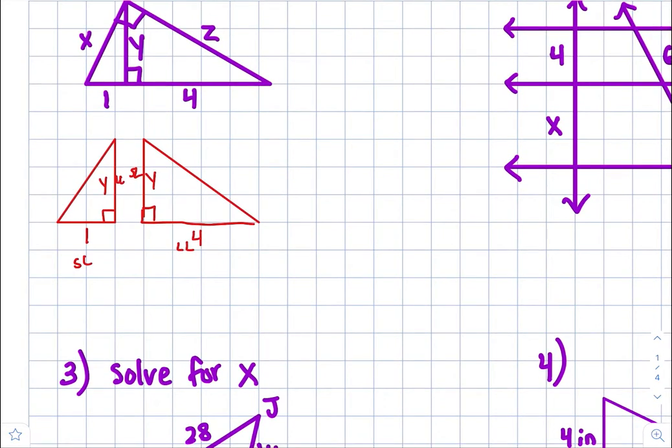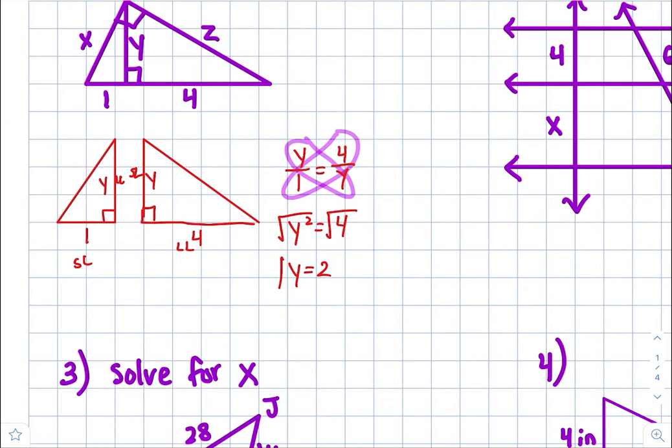So when you guys make a proportion, it should have been y, so long leg over short leg is equal to long leg over short leg. You cross multiply, so y times y is y to the second is equal to 1 times 4, which is 4. And then to solve for y, you square root both sides to eliminate the second power. So y should have equal to 2 for you guys.